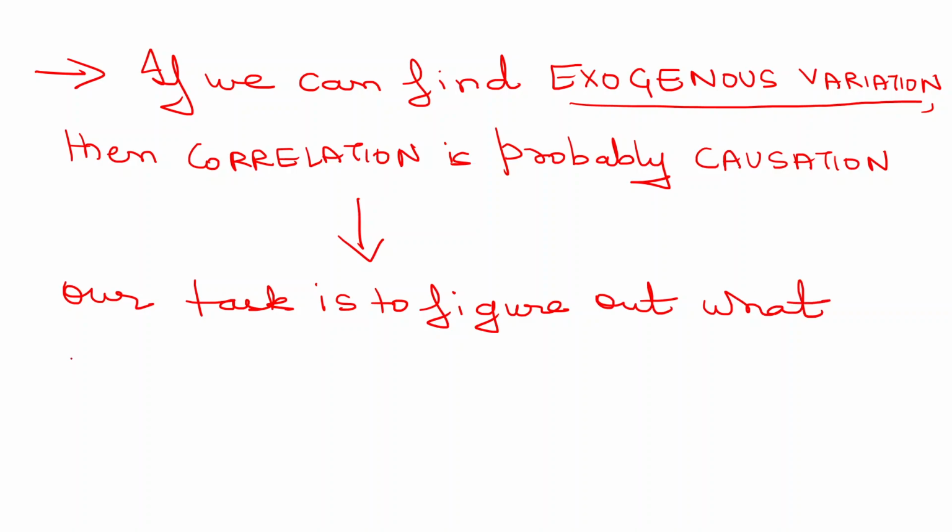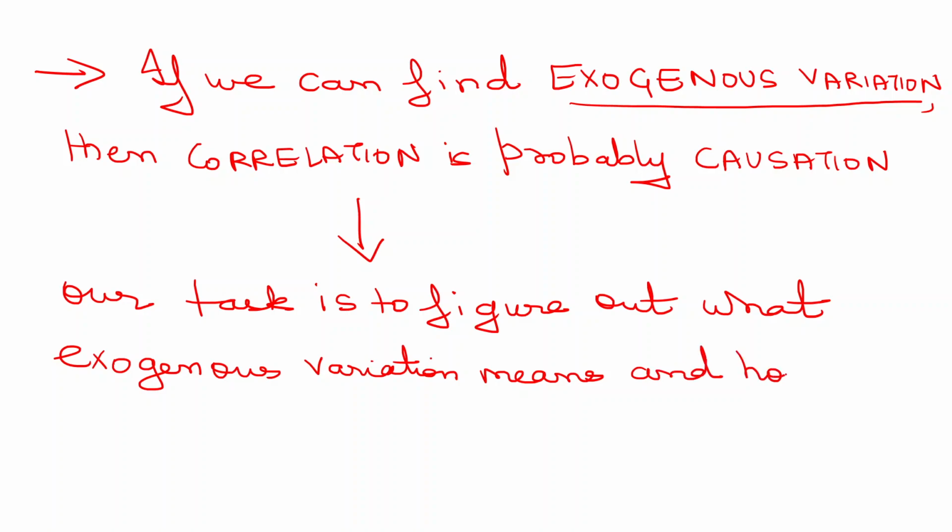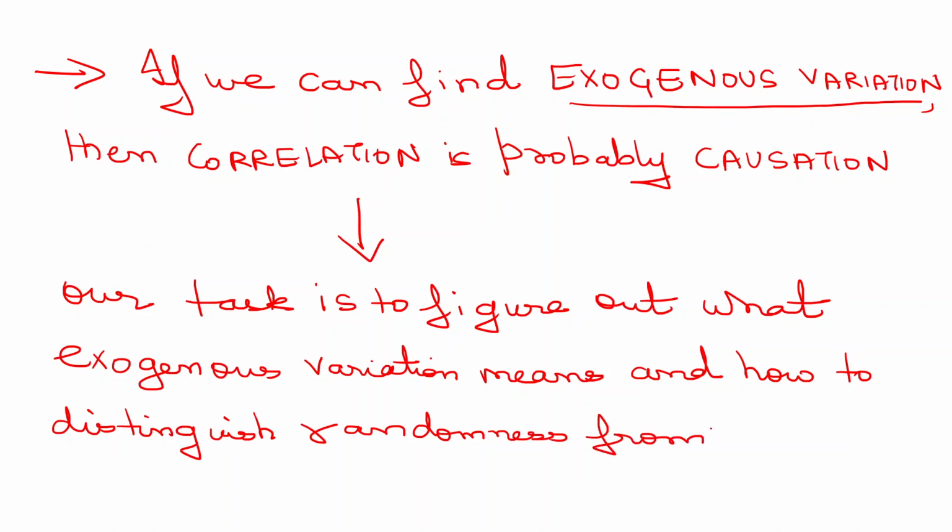Okay. So our task will be to figure out what exogenous variation means and how to distinguish randomness from causality as best as we can. So our task in this econometric exercise is to figure out what this exogenous variation means, how we establish exogenous variation, and how we can distinguish randomness from causality.